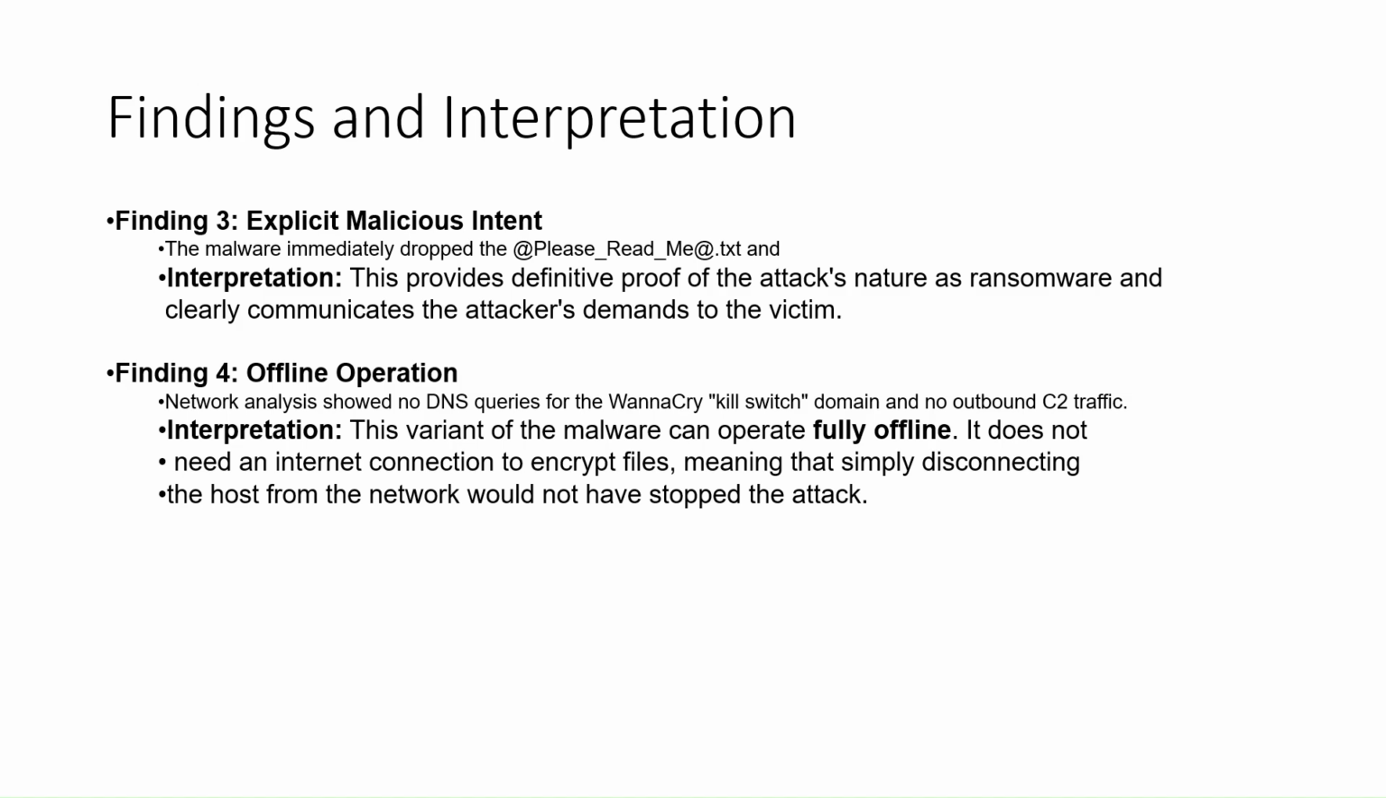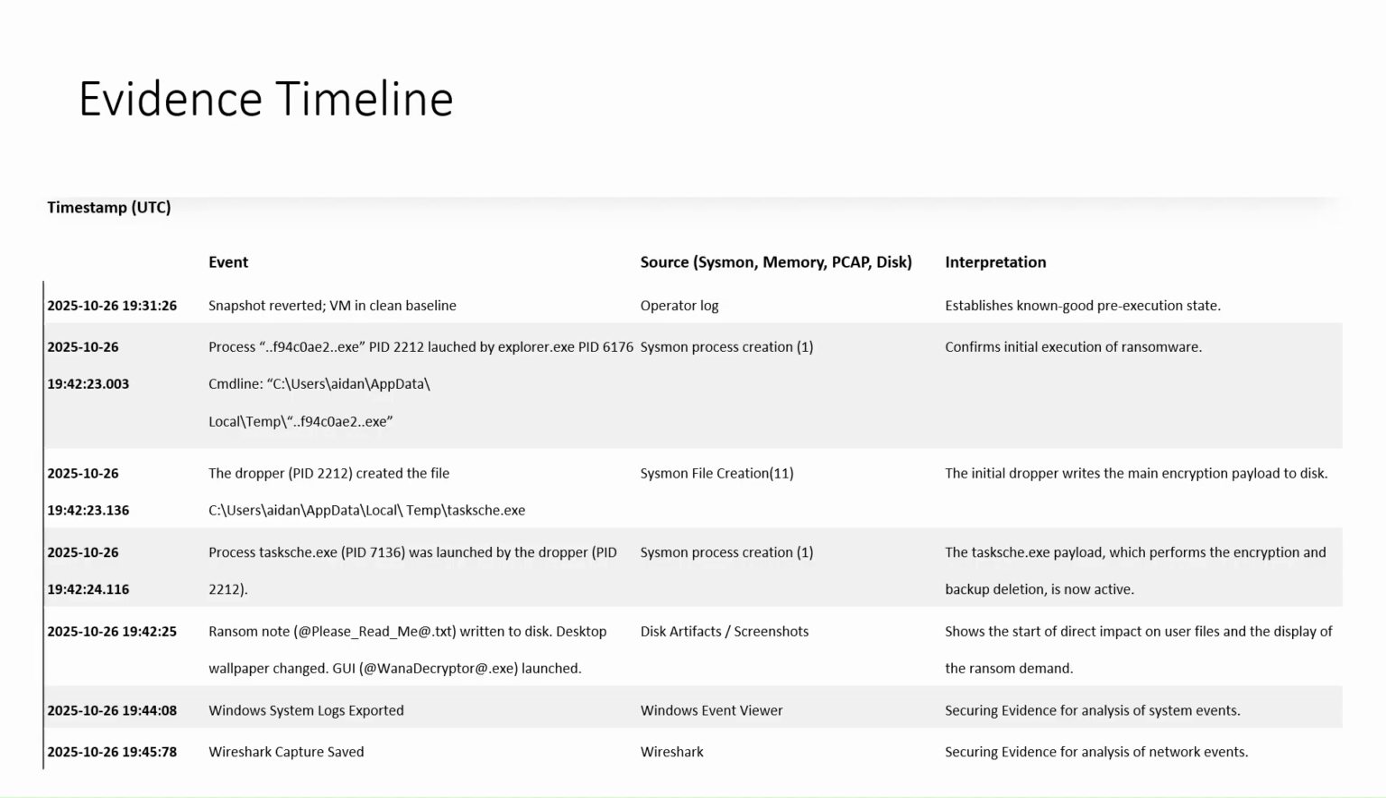The evidence puts the whole single attack into a correlated timeline. At 19:42 and 23 seconds, the user executed the initial dropper. Just a tenth of a second later, that dropper had already written the main task.sche.exe payload file to the disk. 1 second after that, the payload was launched and the encryption process began. And less than a second after that, the ransom note and GUI were already on the user's screen. The key takeaway here is the sheer speed of the attack. From the initial user click to full system compromise and data encryption, the entire automated process took less than 2 seconds.